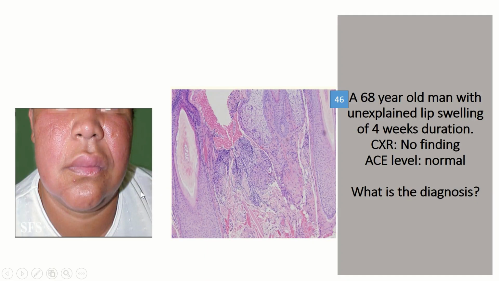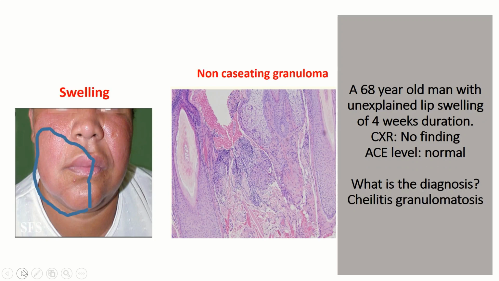And this case, a 68-year-old man with unexplained lip swelling since 4 weeks ago, and ACE level is normal. That ruled out the sarcoidosis. Chest X-ray is also normal. That is ruling out sarcoidosis.